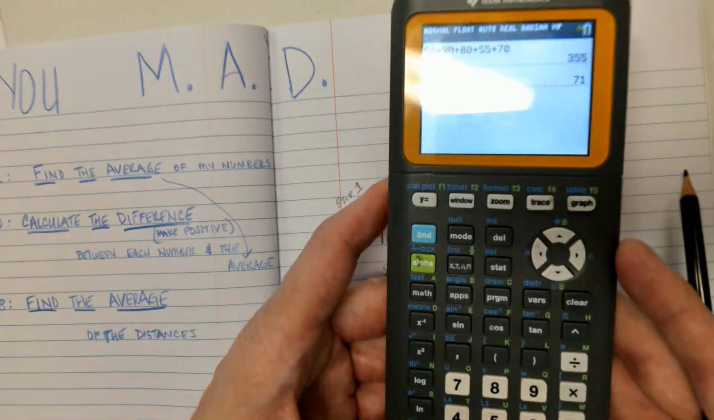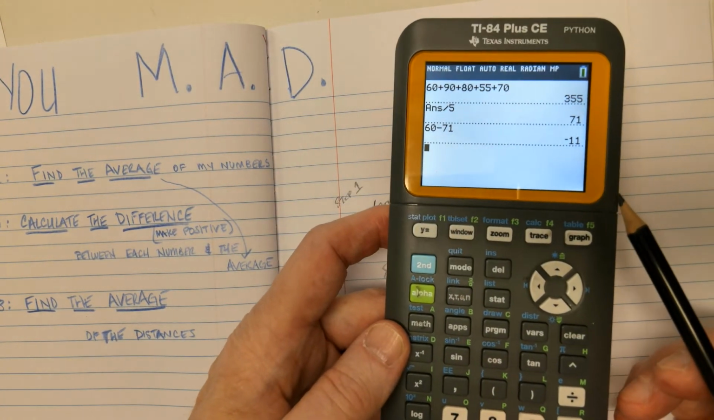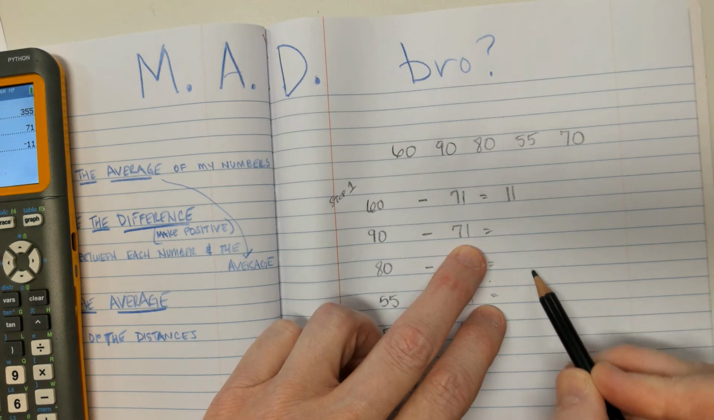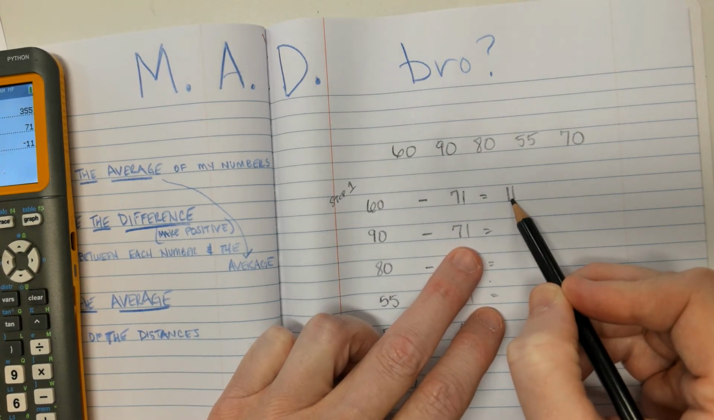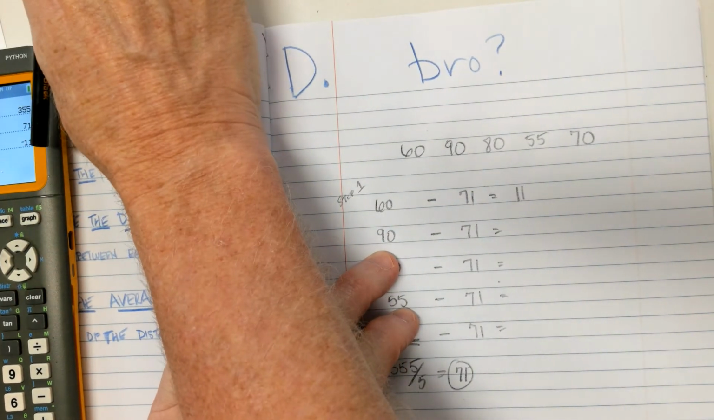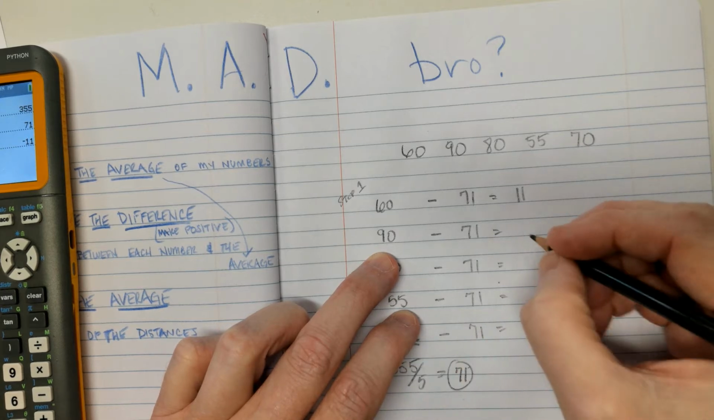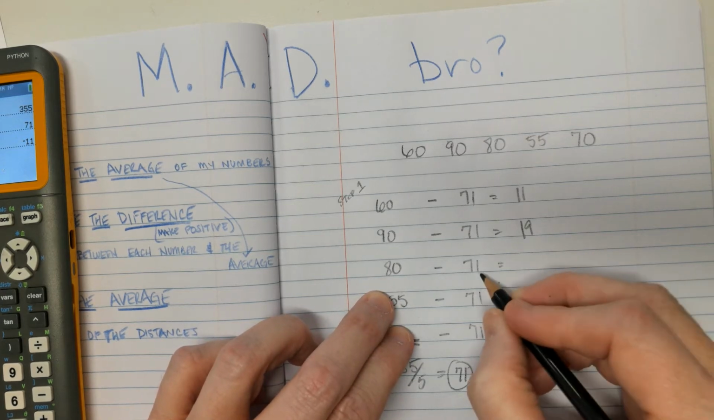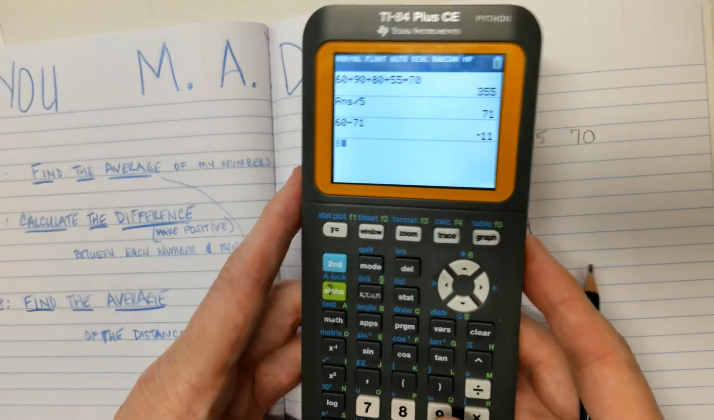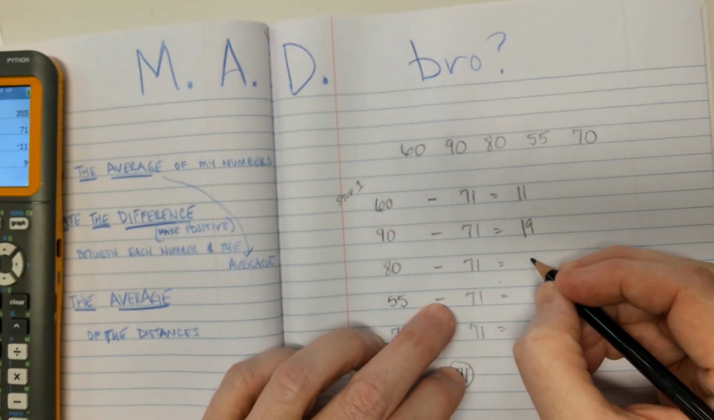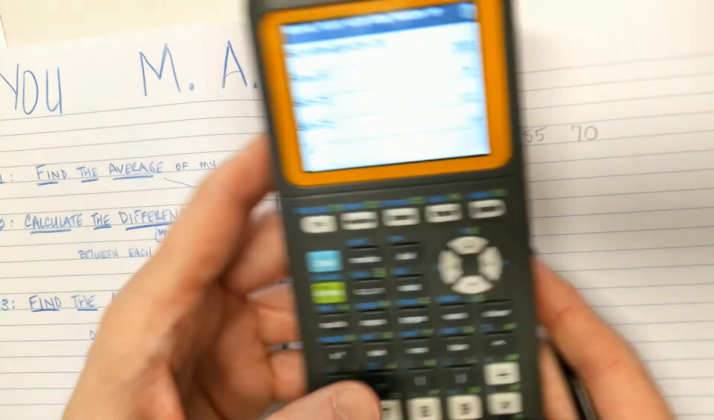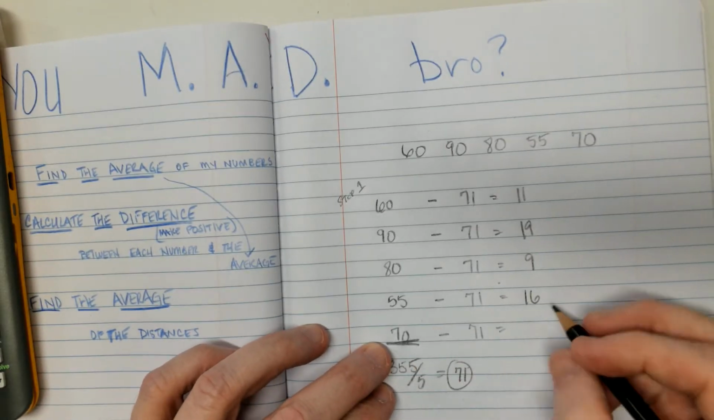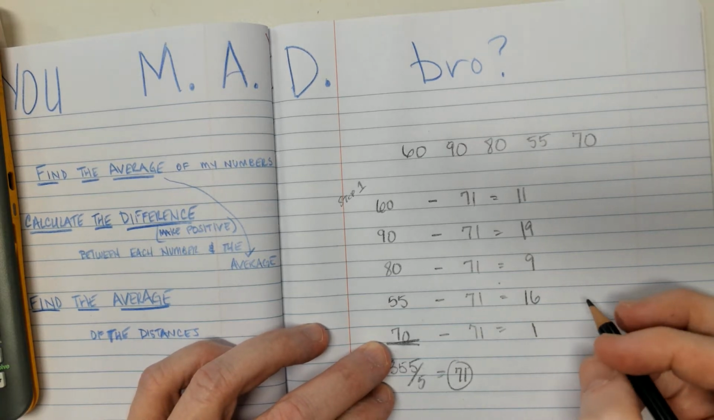So one way of finding it is subtract. 60 minus 71, okay, it says negative 11. You don't care about the negatives. You just want the distance from one number, so these numbers should always be positive. So if in your calculator it says negative 11, just make it positive. What's the distance from 90 to 71? Good, 19. What's the distance from 80 to 71? Is it 11 or 9? Threw me there. Yeah, it's 9. What's the distance from 55 to 71? And the distance from 70 to 71? 1. Okay? So this is step 2.